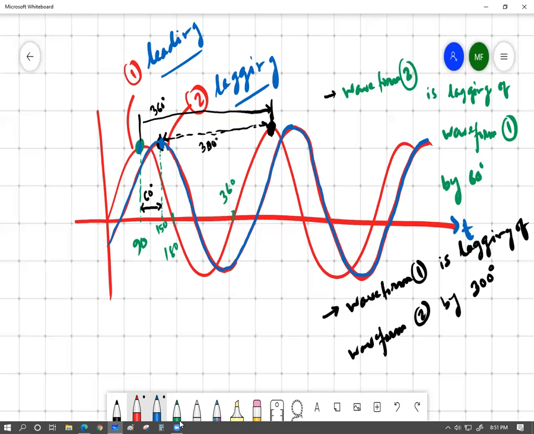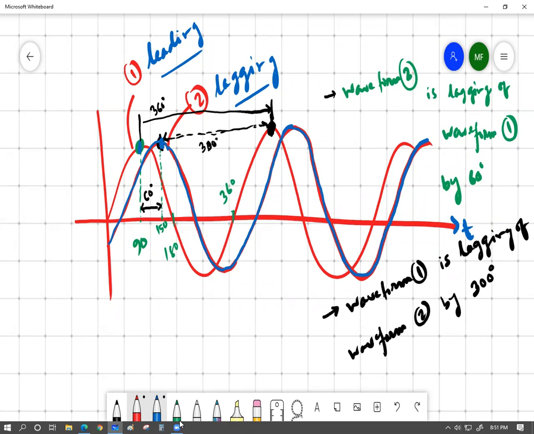I could have also said this first information. I could say that waveform 1 is leading waveform 2 by 60 degree. That would be the same thing as this information. Or I could say waveform 2 is lagging off waveform 1 by 60 degree.